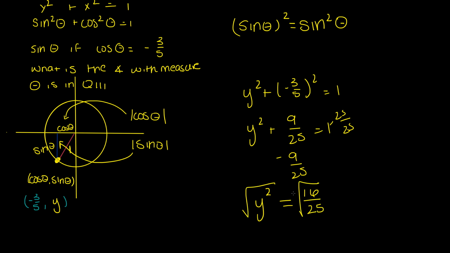Again, we're talking about lengths, but we're going to put a plus or minus here just to note that, because again, we are in the third quadrant. We need to find sine theta in the third quadrant. Sine in the third quadrant is actually negative, while the length, as an absolute value, is positive. So this is 4/5. We're in the third quadrant, so this is going to be negative.